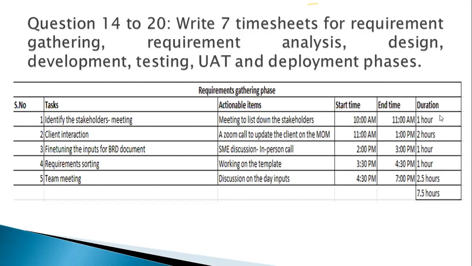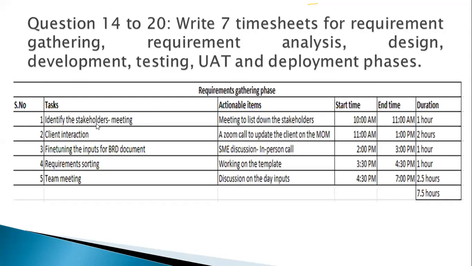Now, another interesting point I have added here is actionable items. I'll tell you what it is. Because basically, I said in the requirements gathering stage, we will identify the stakeholders. Now, when you're saying identify the stakeholders, is it one day's job? The answer is no, it is not. We cannot identify stakeholders in one day, right?